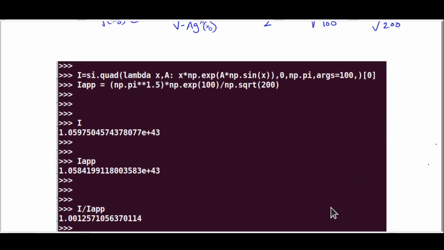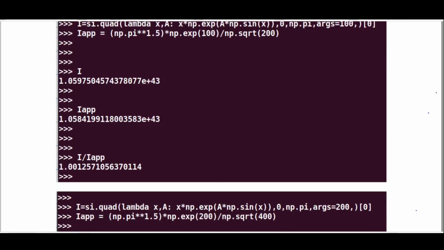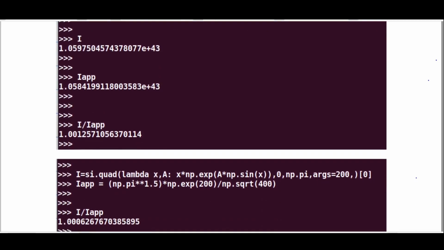Now, just to see whether the size of A really matters, let us repeat the calculation, this time for the value of A equals 200. And this is the approximate value for A equal to 200. That is, you have replaced the e to the power 100 in the previous calculation by e to the 200, and the square root here, instead of being square root of 200, is now square root of 400. And now the I by I app ratio is actually even better, even closer than the one which you had previously. The previous value was 1.001, this is 1.0006. The error has essentially halved.